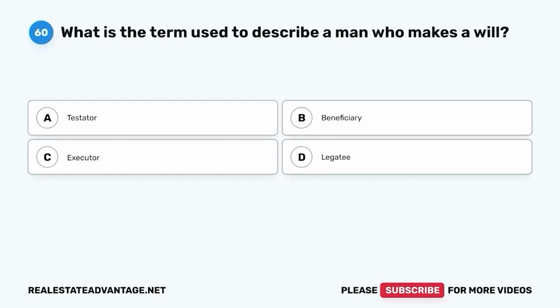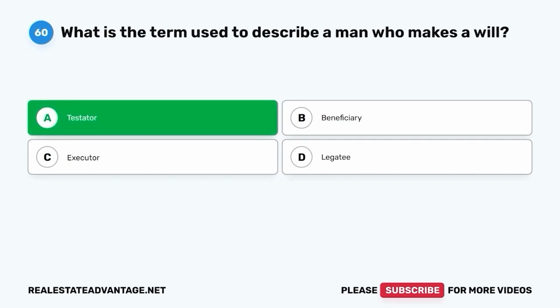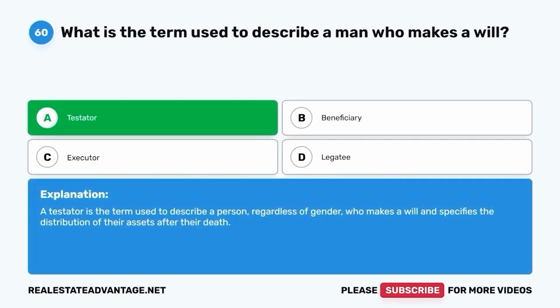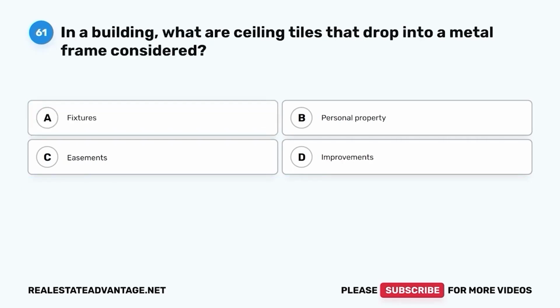A, testator. B, beneficiary. C, executor. D, legatee. The correct answer is A, testator. A testator is the term used to describe a person, regardless of gender, who makes a will and specifies the distribution of their assets after their death. Question 61. In a building, what are ceiling tiles that drop into a metal frame considered?